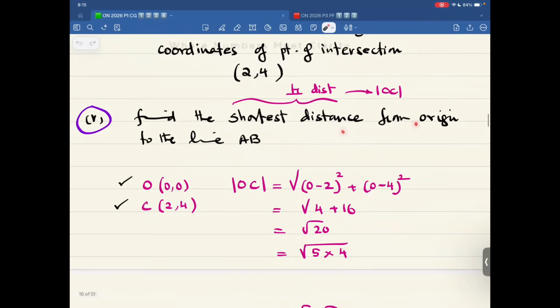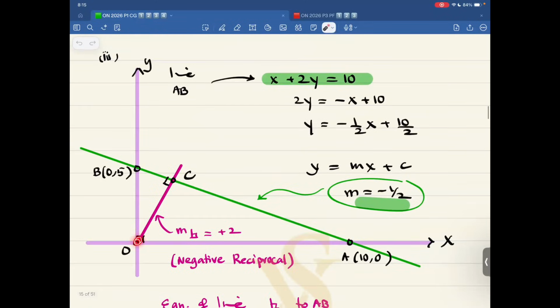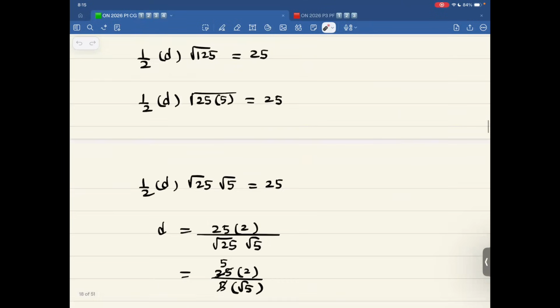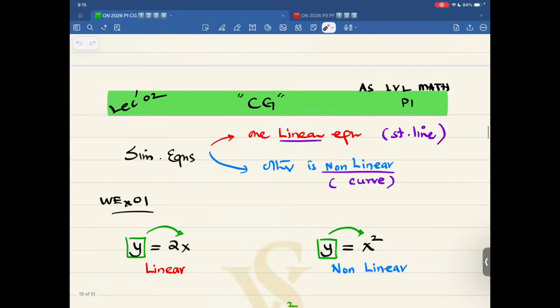Shortest distance from origin to the line AB, that is this distance. So this is the shortest distance. That is always a perpendicular distance. Then some alternative way. That finished the first lecture.